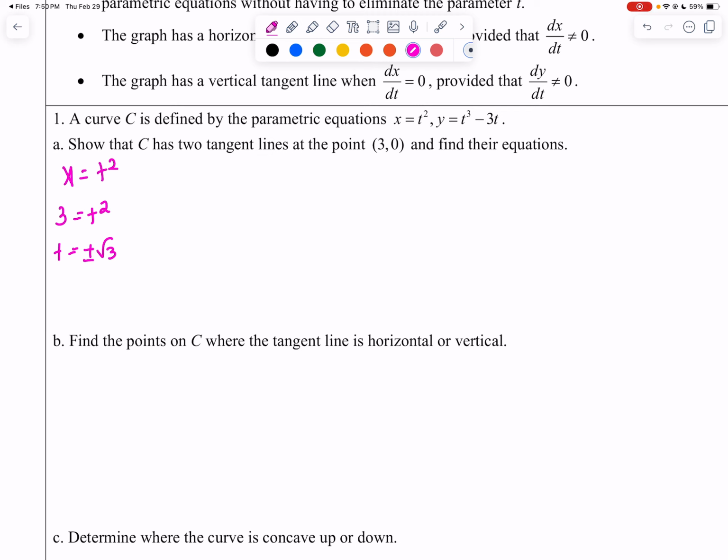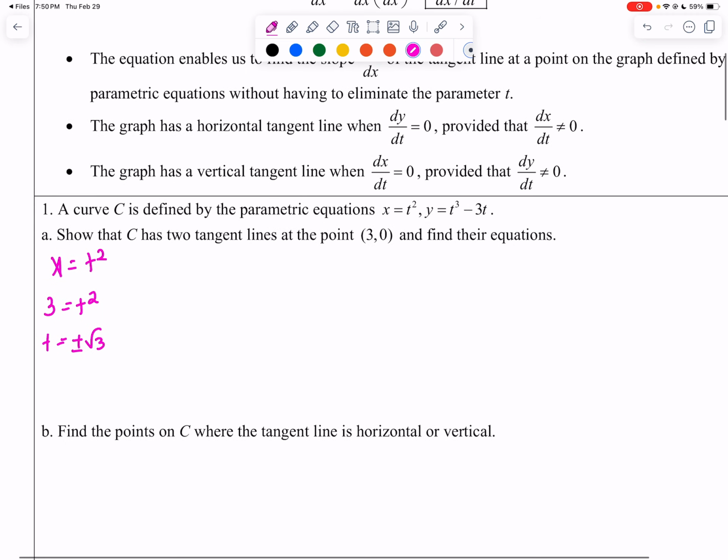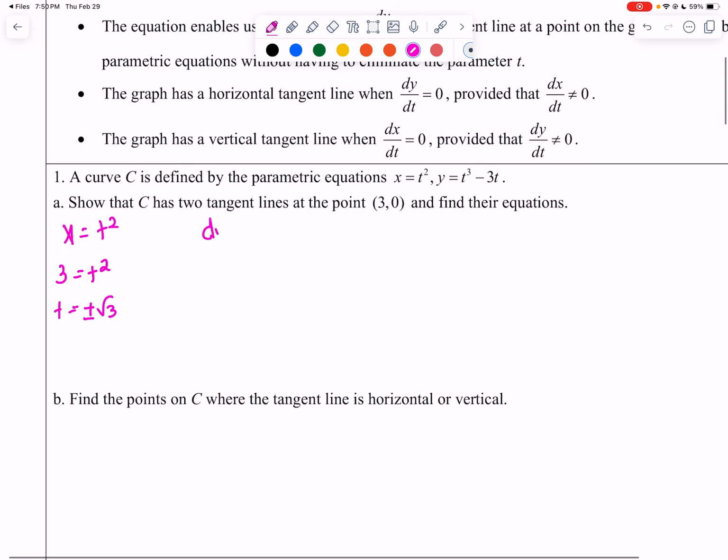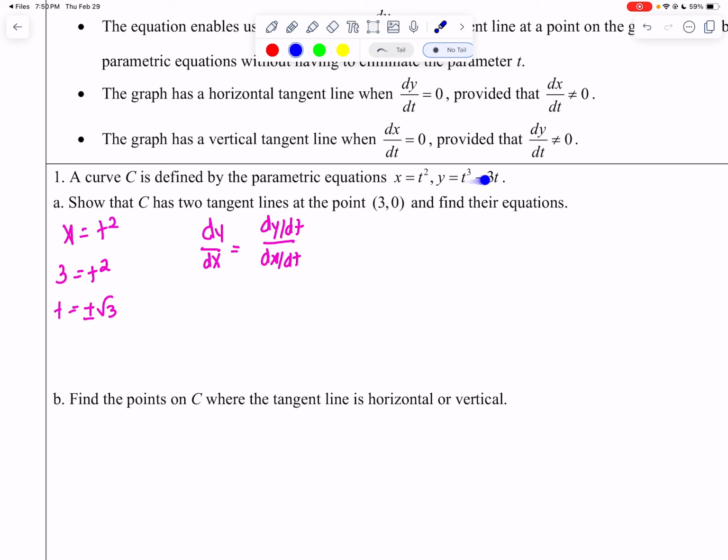We want two tangent lines. So what I'm going to do is go ahead and figure out the equation of my tangent line by doing dy/dx. And remember that dy/dx is equal to dy/dt over dx/dt. All right, so the derivative of y with respect to t is going to be 3t squared minus 3. And then the derivative dx/dt is going to be 2t. That gives me my derivative.